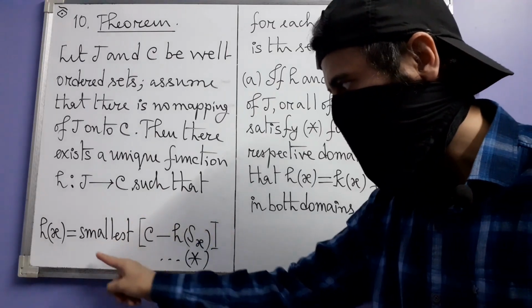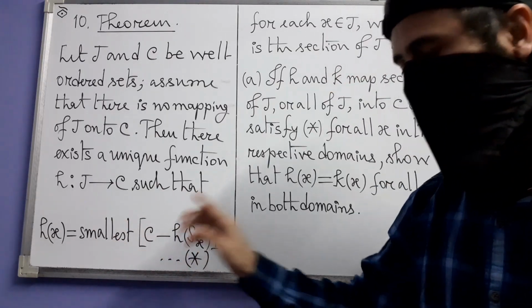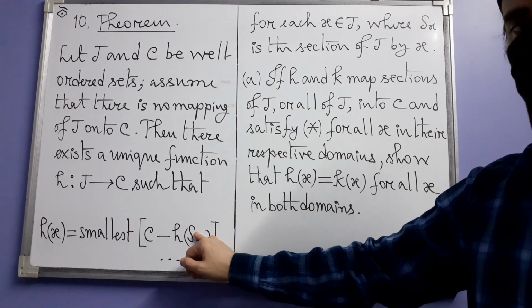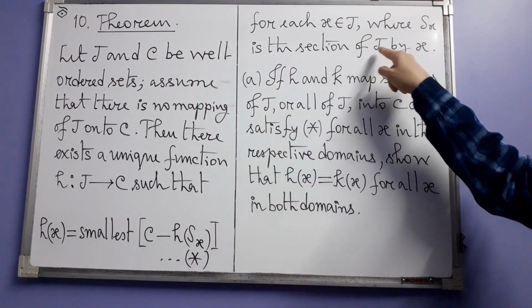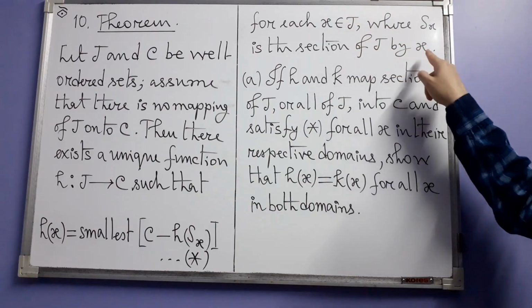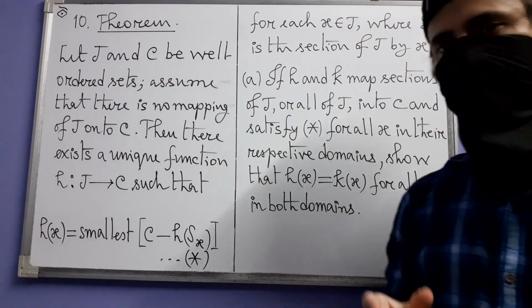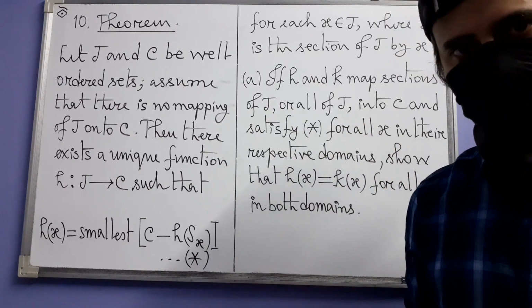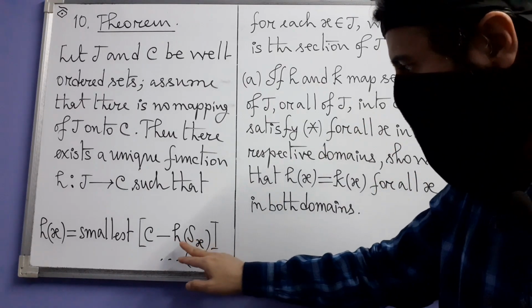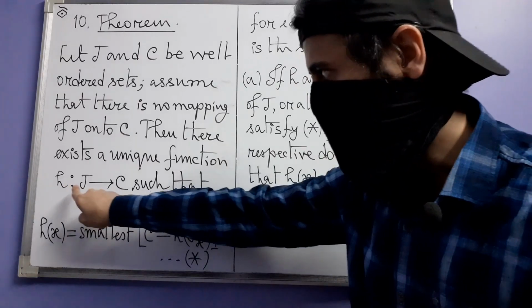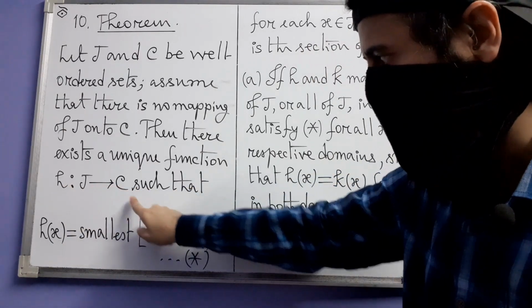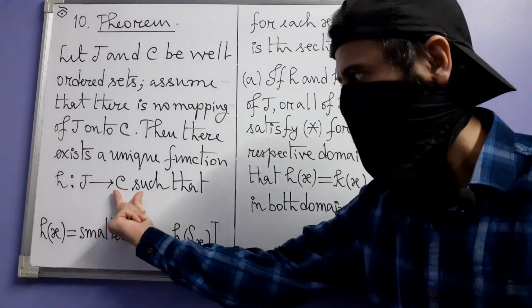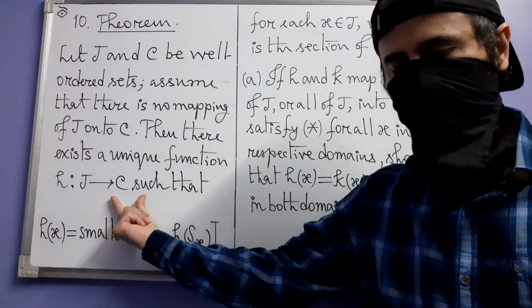Let us try to understand first what this part is. We already know what Sx means. Sx is the section of J by the element x. So this is the set of those elements of J which are less than x. Now because h is a function from J into C, the h image of the set Sx will be a subset of C, obviously.